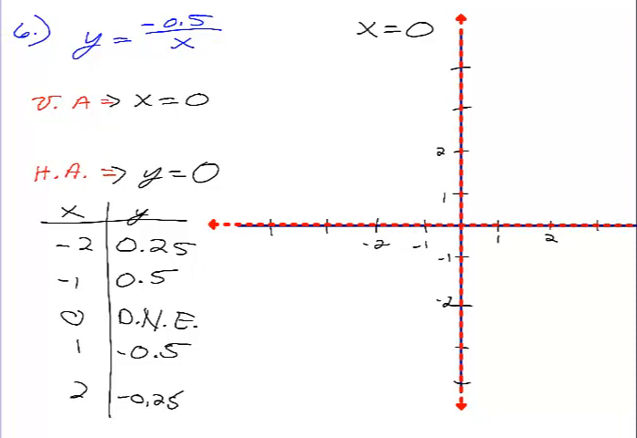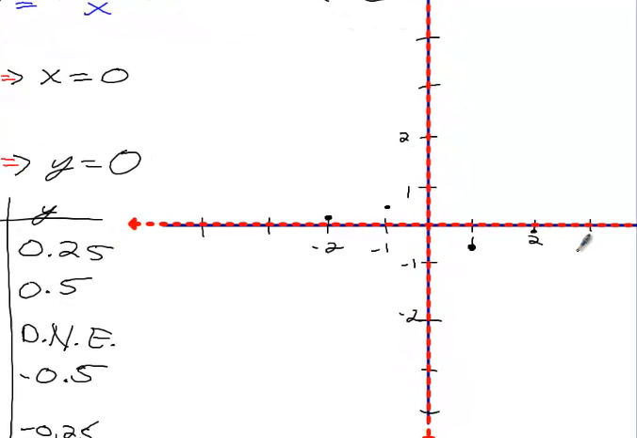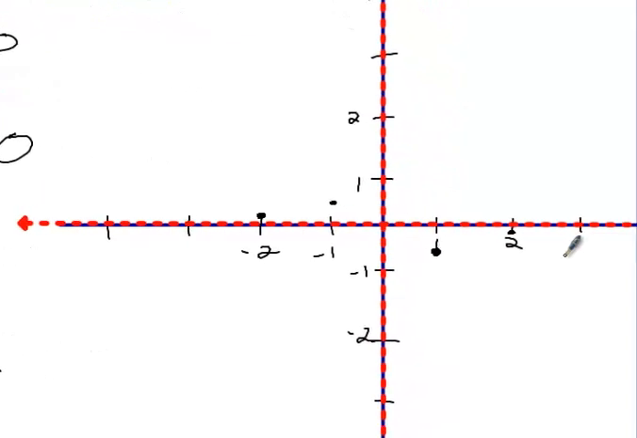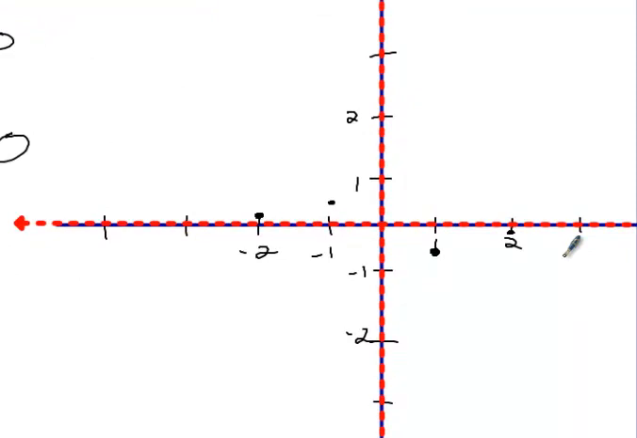All right, so at negative 2 I'm at 0.25. At negative 1, I'm at a half. At 1, I'm at negative half. At 2, I'm at negative 0.25. So if you notice, my graph is in quadrants 2 and 4 created by the asymptote, which I expected because A is negative. Everybody all right with that?